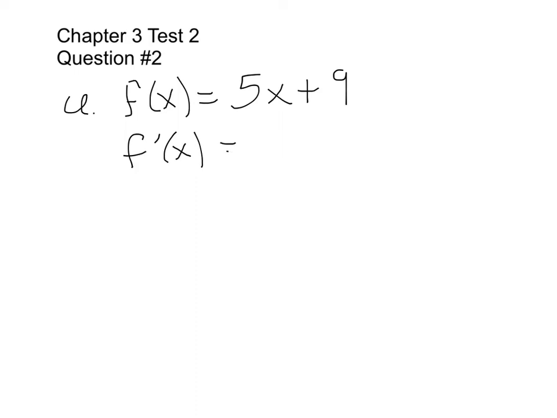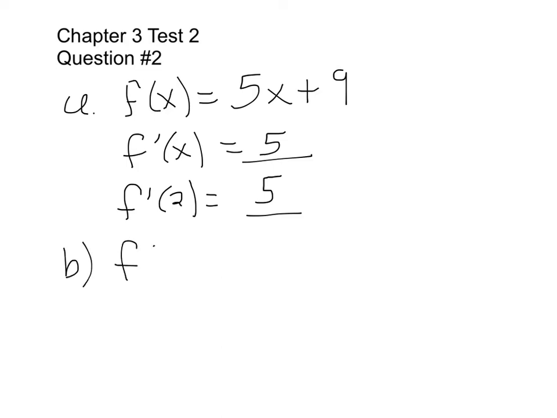Alright, so in question 2, part A asks you to calculate the derivative for f of x equals 5x plus 9. Well, the derivative of 5x would be 5, and the derivative of 9, a constant, would be 0. And then it said to give the value of the derivative at x equals 2. Well, because this is a constant, the value would just be that constant.